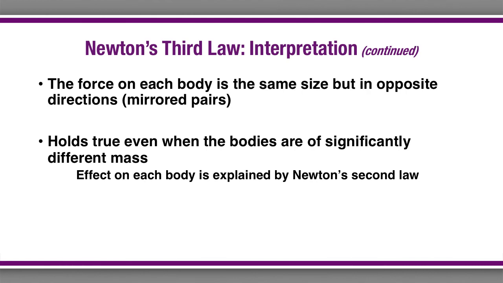So interpreting this third law, the force on each object is the same size, but in opposite directions, or in other words, they are mirrored pairs. So this holds true even when bodies are significantly different in mass, where the effect on each body is explained by Newton's second law, F equals ma, and even furthering that into the momentum impulse relationship.